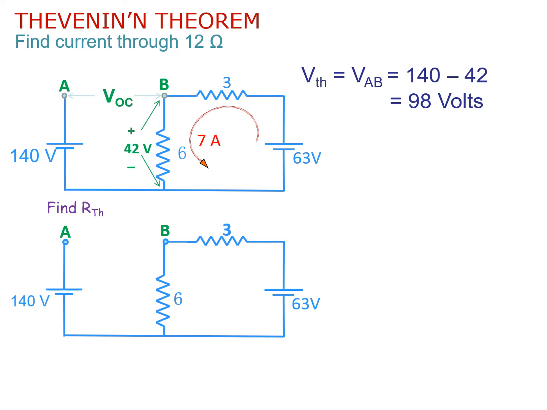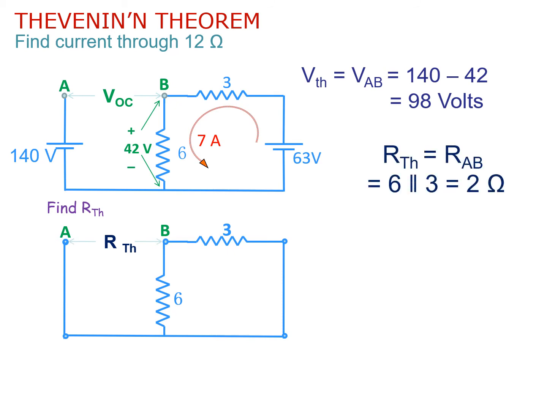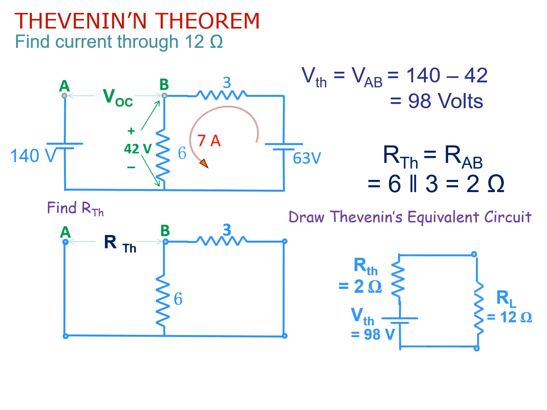For R Thevenin, we have to remove the load and reduce the sources to zero, which means short circuit the voltage terminals. Likewise, the 63 volt source is replaced by a short circuit. Find the R Thevenin. R Thevenin is RAB under this condition. It is 6 and 3 in parallel. You get 2 ohms.